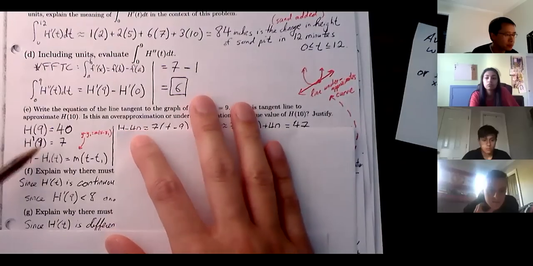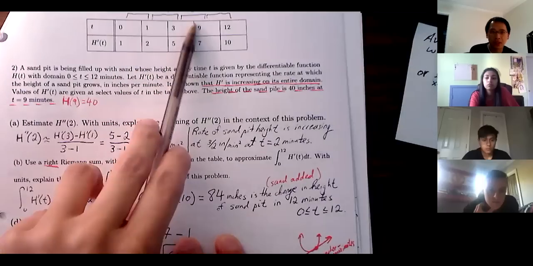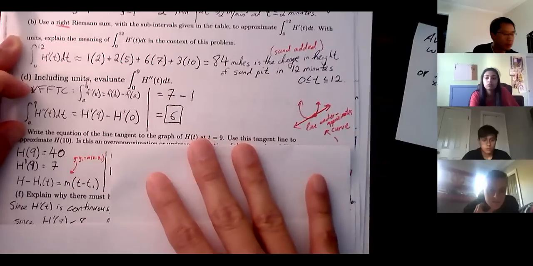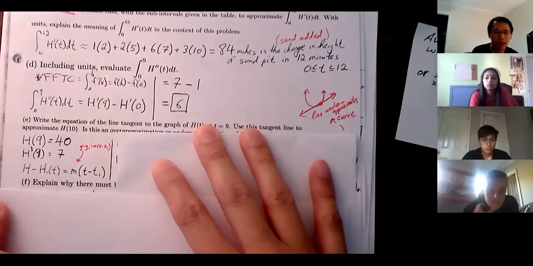H prime of 9, right? What is h prime of 9? Is that given to us? Yes, so h prime of 9 is equal to 7. So we just have to go look for it. We don't have to do any calculations to find that out.